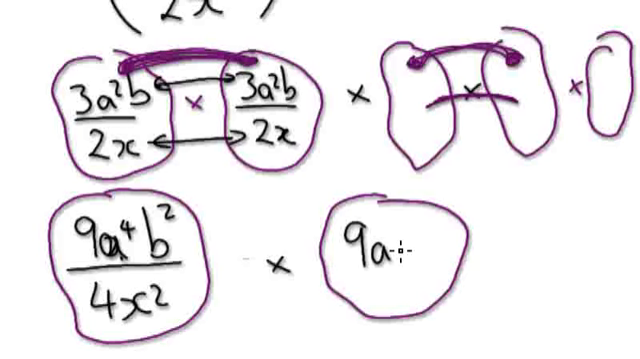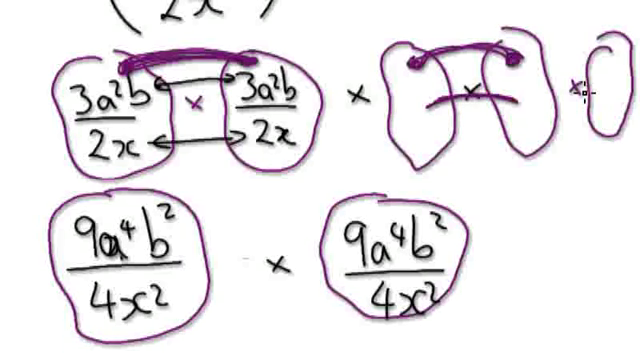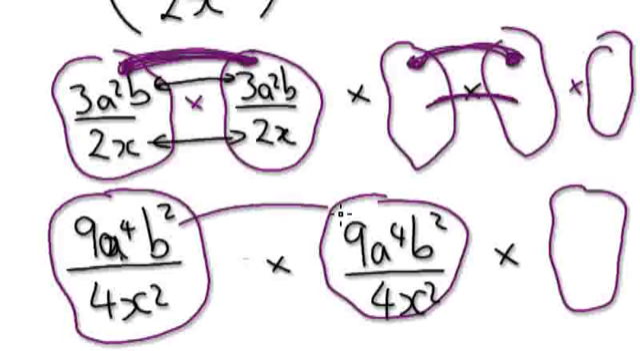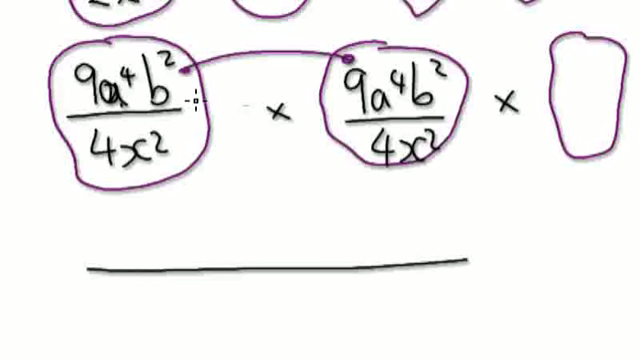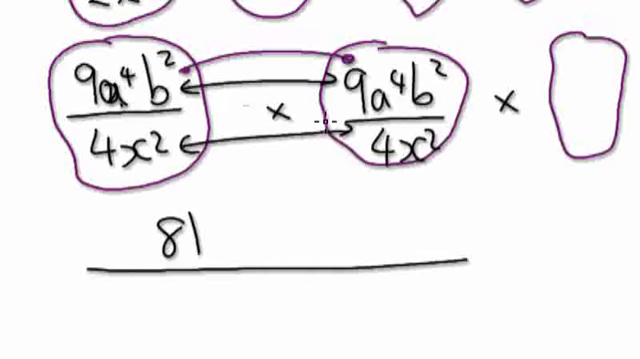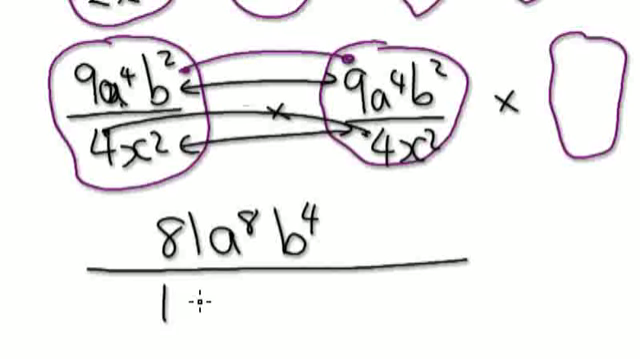It will become this: 9a to the 4 b squared over this. Okay, and then you've got the last one here. Well, let's leave the last one for the time being. Let's merge these two together. Okay, so it would be, well, top times top, bottom times bottom. We're not adding or taking away, we're multiplying. So 9 times 9 would be 81, and then a to the power 4 times a to the power 4 would be a to the power 8. This would be b to the power 4, and the bottom 4 times 4 would be 16, and then x to the power 4.